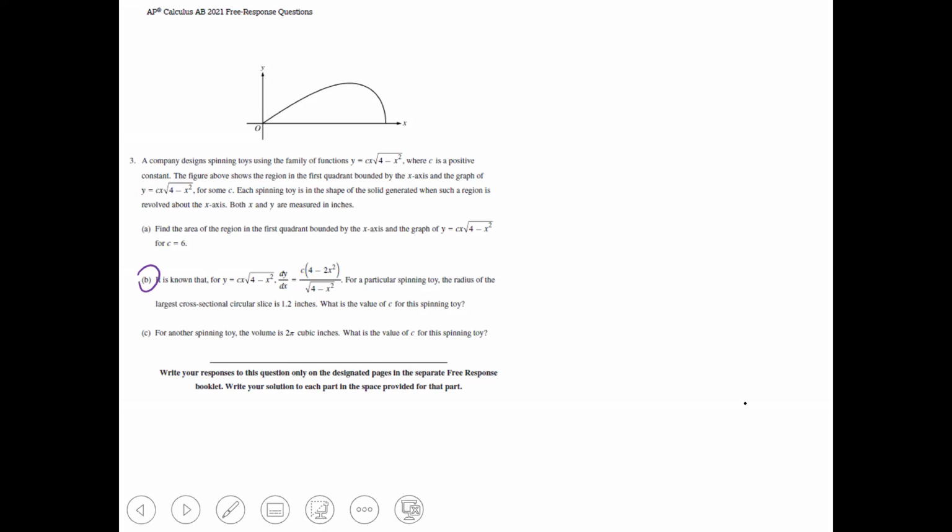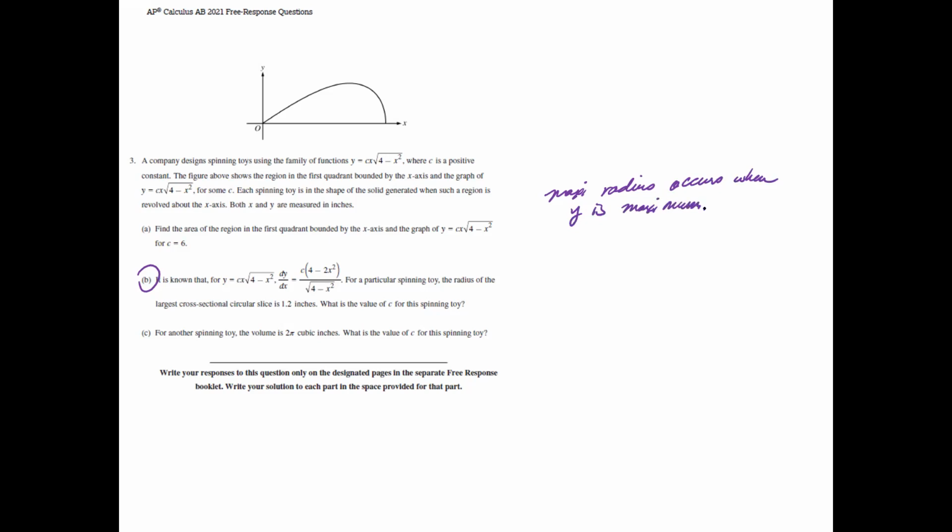All right, so you know that the maximum radius occurs when the y is maximum. So then naturally what I think about is that I would need to go ahead and find the critical point, in order to figure out what the maximum is for this. So then I have 1.2, which is the y value, is equal to c of x times the square root of 4 minus x squared.